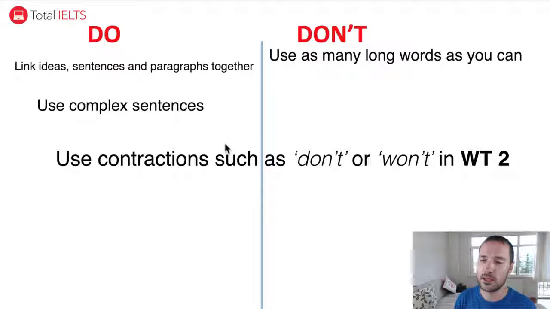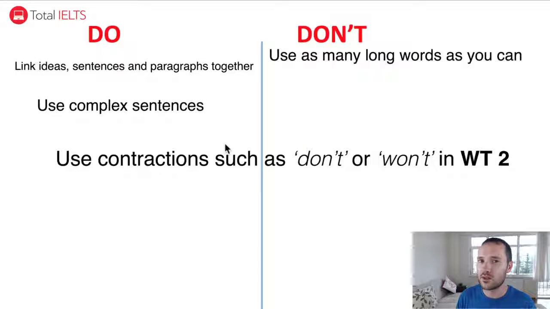The only time is in a general training writing task 1 letter where you're writing to a close friend who you really know very well. In that case, yes, you can use contractions, but again, this might even be considered a little bit too informal. That decision is up to you.